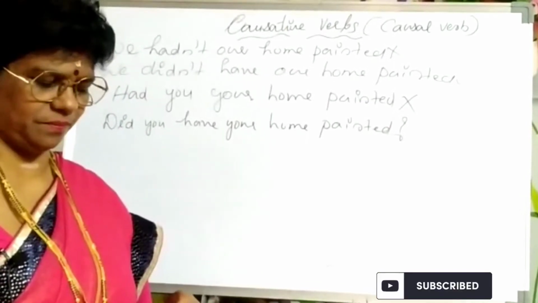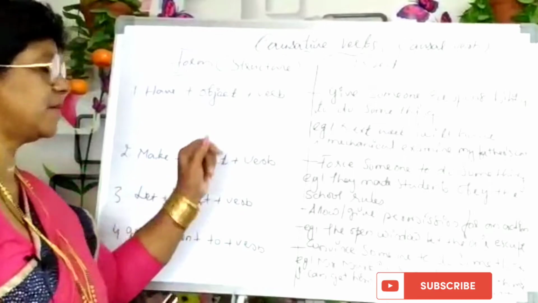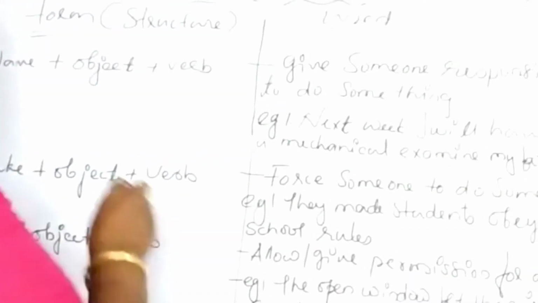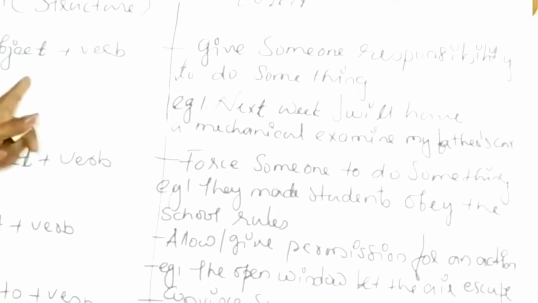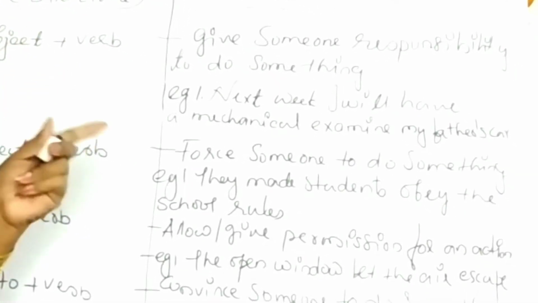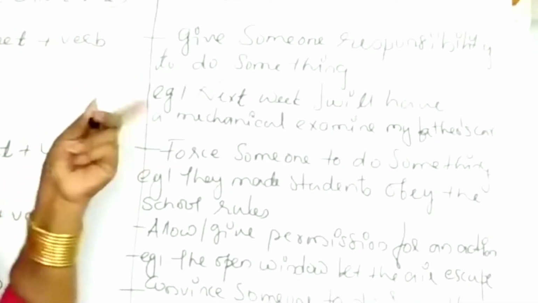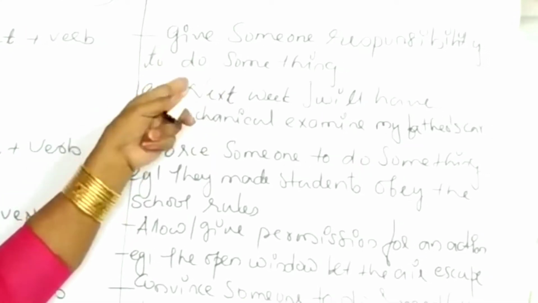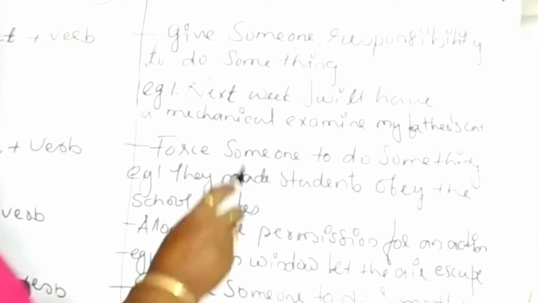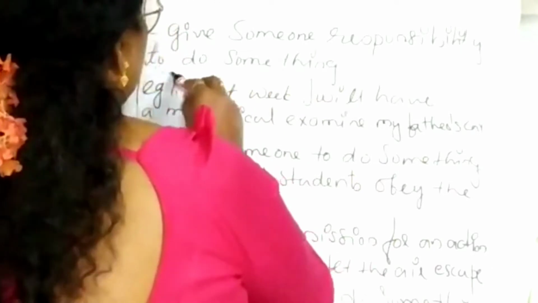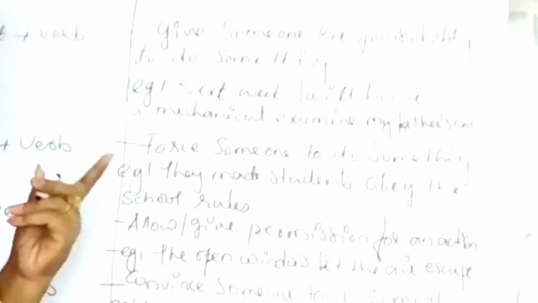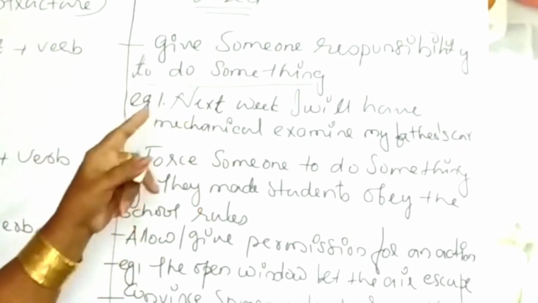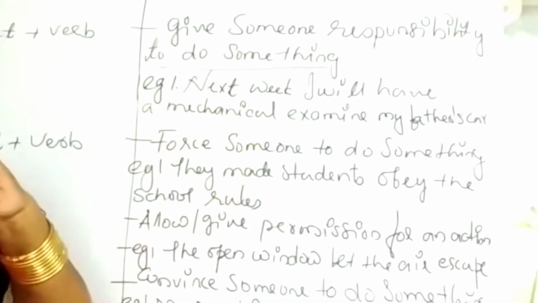Okay, let us see the structure and uses. Suppose we are using have. Have plus object plus verb. What's the meaning of this? Where all will we use have under causative verbs? Give someone responsibility to do something. Example, next week I will have a mechanic examine my father's car.